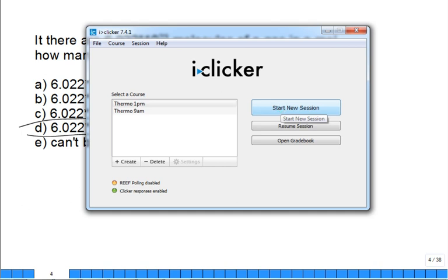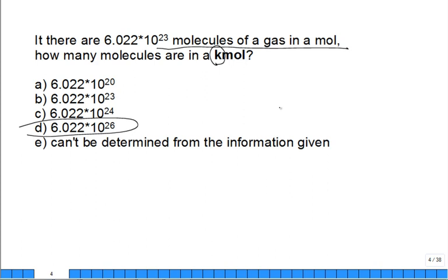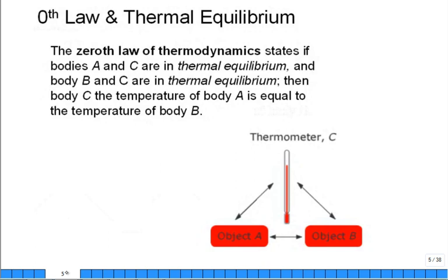Oh, come on. I don't like it when it goes in a circle that long. All right, we'll see if we get another clicker question here in a second. But just have your clickers ready, okay?